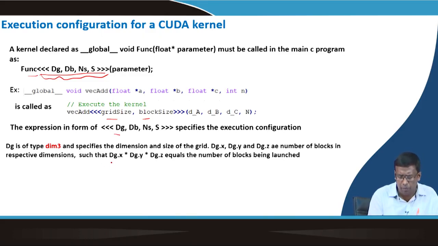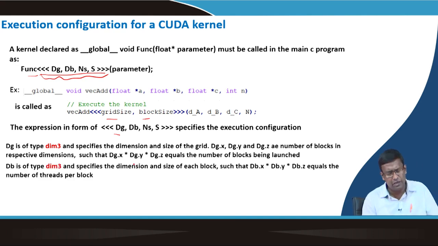Therefore, the number of blocks in the x direction is Dg.x, then Dg.y, Dg.z, and their multiplication will be the total number of blocks. Similarly, Db is also a similar variable of dim3, and it specifies the dimension and size of each block. So, Db.x times Db.y times Db.z will equal the number of threads in each block.